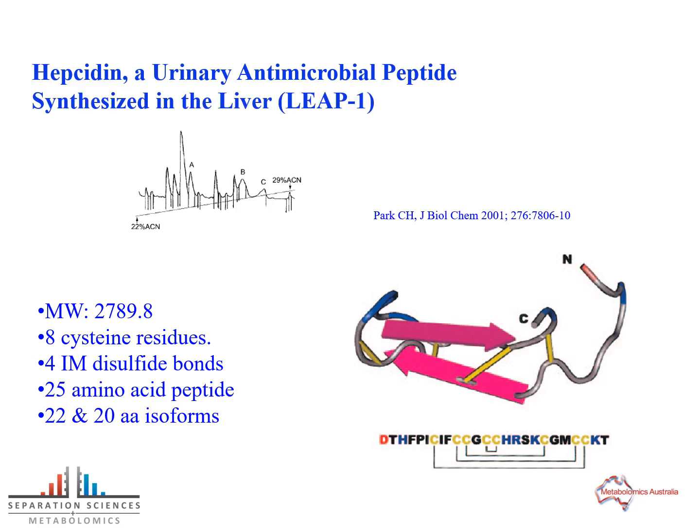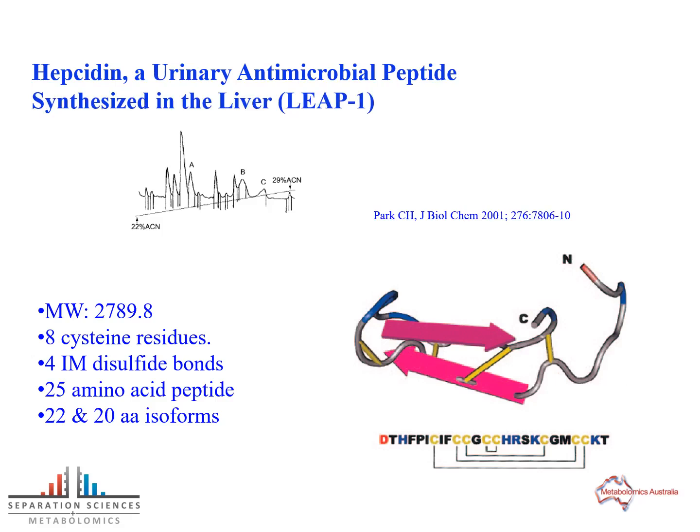In terms of the structure, the molecular weight for the 25 amino acid form of hepcidin is 2790. There are 8 cysteine residues, 4 intramolecular disulfide bonds, and 25 amino acids. The 25 amino acid peptide is only one of 3 isoforms. A 20 amino acid isoform and a 22 amino acid isoform were also detected in urine.